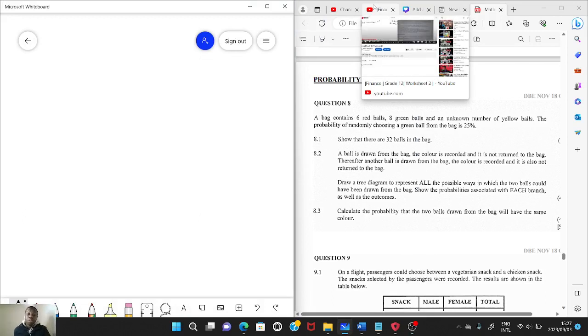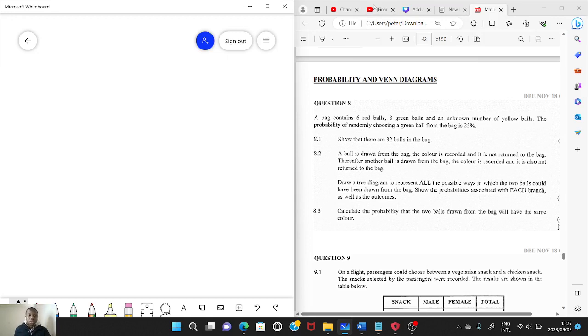Since we have promised a lesson on tree diagrams, now we'll be focusing on the tree diagrams.